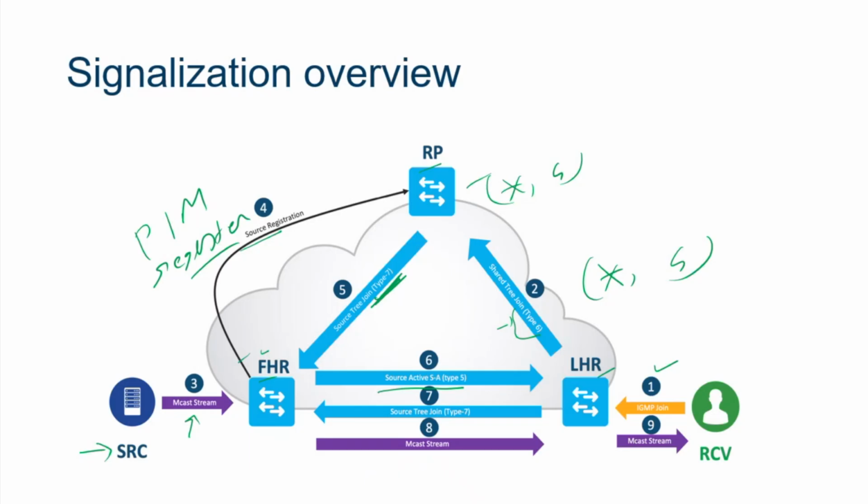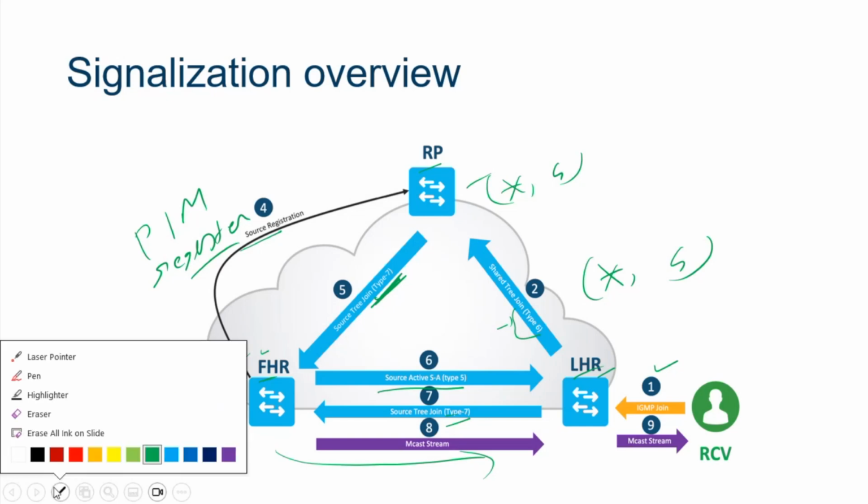When that is sent, the LHR, last hop router, will send this type 7 that, okay, yes, I want to join this. And when FHR receives this type 7 route, it will start sending the multicast stream. I can erase this if you guys want to take a snapshot of it for your reference.